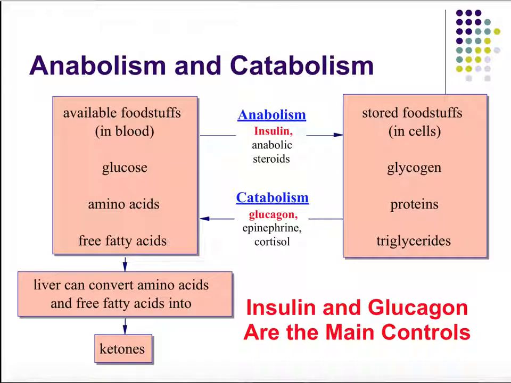Just keep in mind that our brain requires glucose, but when glucose gets very low, when we have hypoglycemia, the liver can convert amino acids and free fatty acids into ketones or ketoacids, and our brain can utilize those for energy as well. So one thing I want you to recognize from this slide is that we always talk about insulin in relation to glucose, but notice it also impacts our amino acids and free fatty acids.